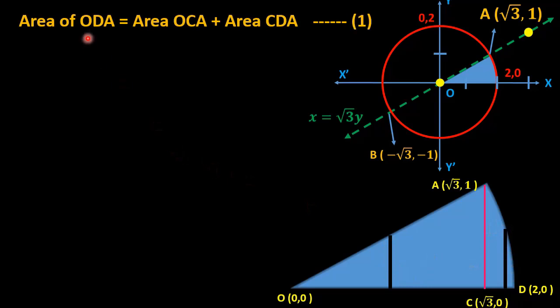Therefore the area of ODA, that is the total area, is divided into area OCA, so this area on the left side, plus the area CDA. So this is the area on the right side of this vertical line. Let this be equation number 1.